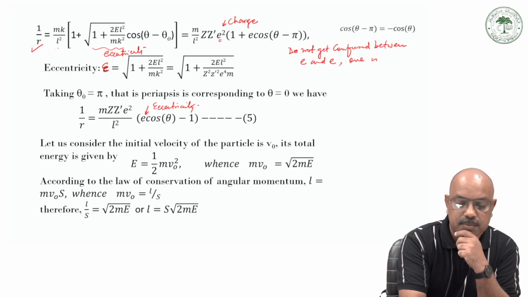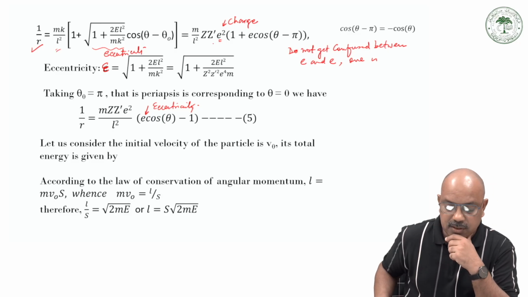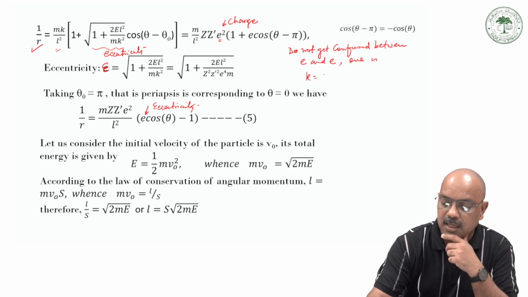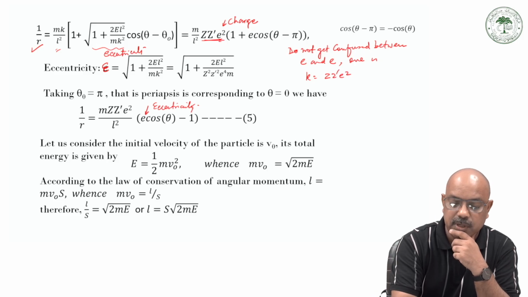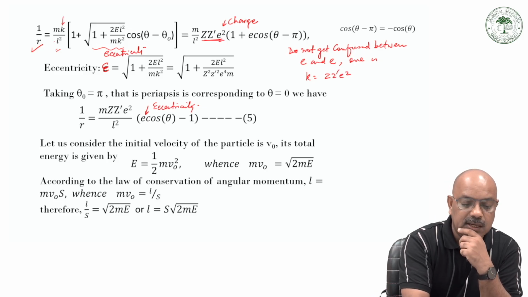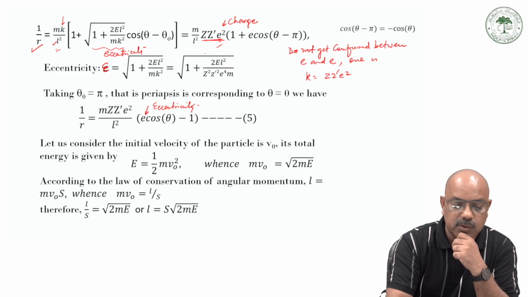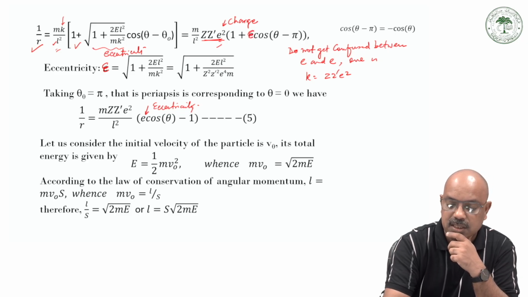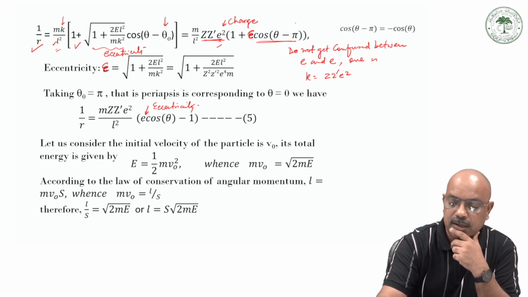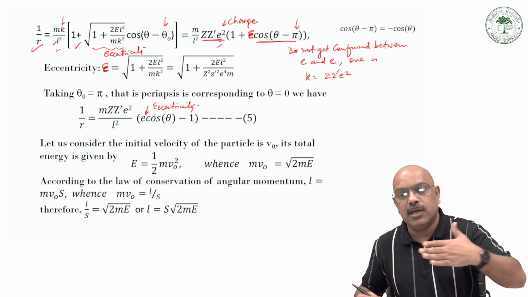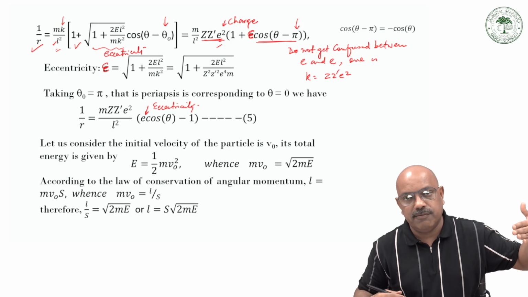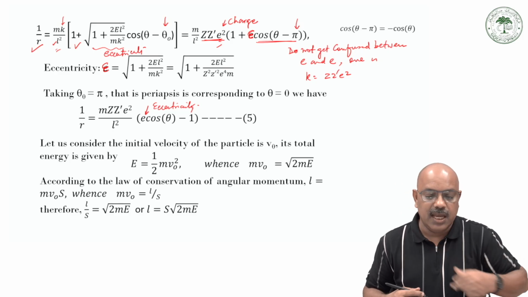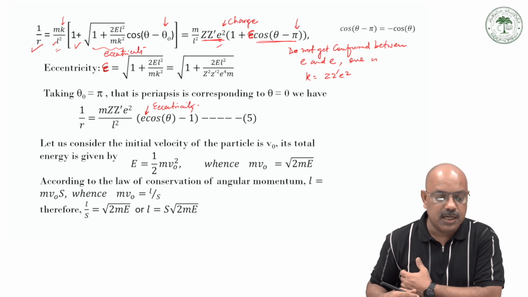I can write this mk, where k is my z prime e square. Okay, so this is my z prime e square. Here is mk by l square, so I have 1 and this is my eccentricity, and then cos of theta minus theta 0. So I'm getting theta 0 as pi. Why pi? Because it's coming from infinity, the incident direction. So this is why I'm taking it as pi.